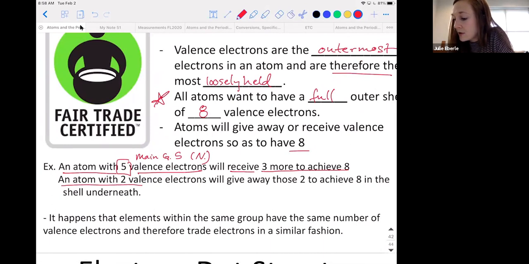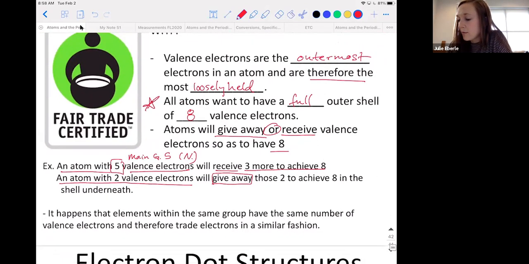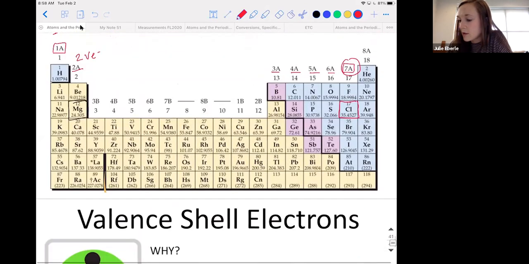Another example, an atom with 2 valence electrons. Here's something different. An atom with 2 valence electrons does not want to receive, because notice we said it will give away or receive. An atom with 2 valence electrons would rather give those 2 away, because underneath it likely has a full set of 8. What does that mean? Let me pick an element with 2. Let's look at calcium.